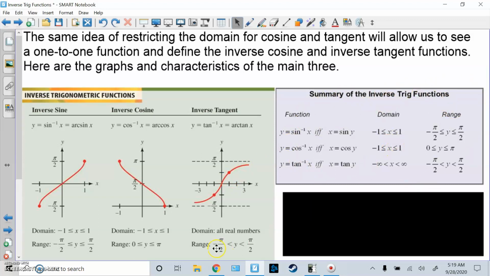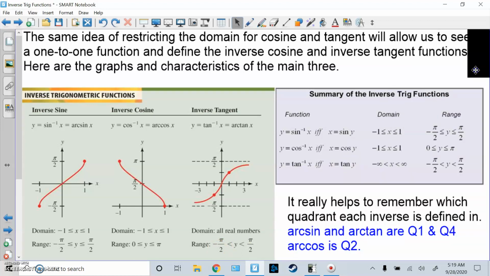All right. It is very good to know the summary of inverse functions. It pretty much says what it has right here. But I'd say you should learn or remember which quadrant each inverse function is defined in. So arcsine and arctangent are in quadrant 1 and quadrant 4, because you know negative pi over 2 is backwards 90 degrees, and then positive is forward 90 degrees. So tangent and sine's inverse was the same thing. Then cosine, where is it from 0 to pi? Well, that's the first and second quadrant, if you think of the original.